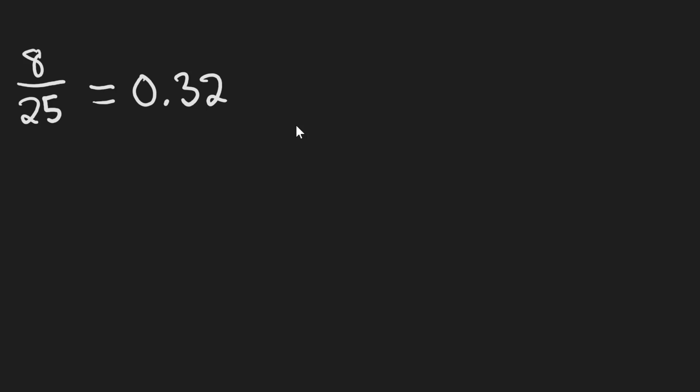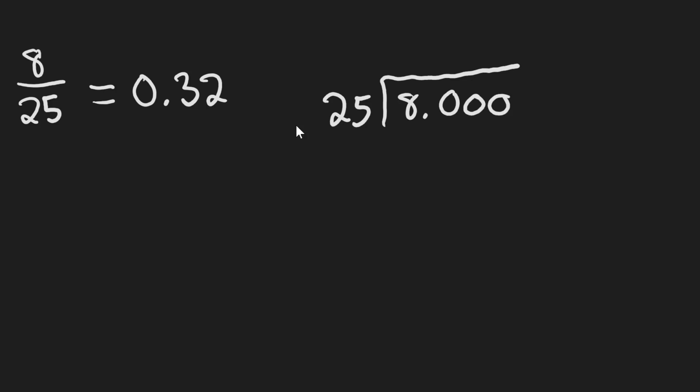Well, we can set it up as a long division problem. 8 divided by 25 can be written like this. And we know that 8 is really the same as 8.00000, etc. And so 25 does not go into 8, so we can write a 0 up here and bring the decimal up. But 25 does go into 80, and it goes into 80 3 times.